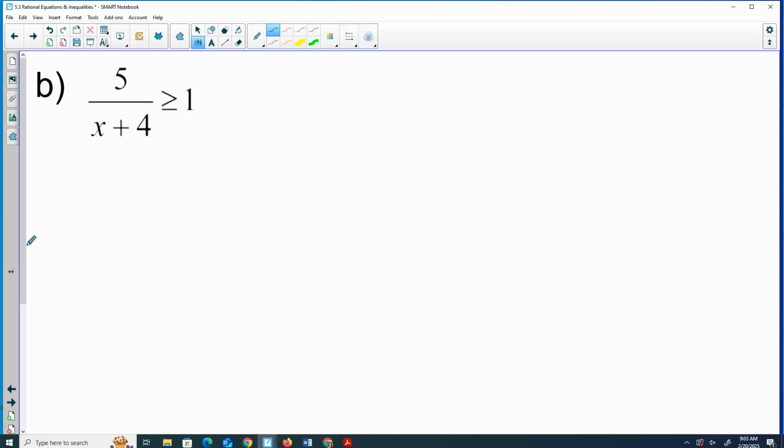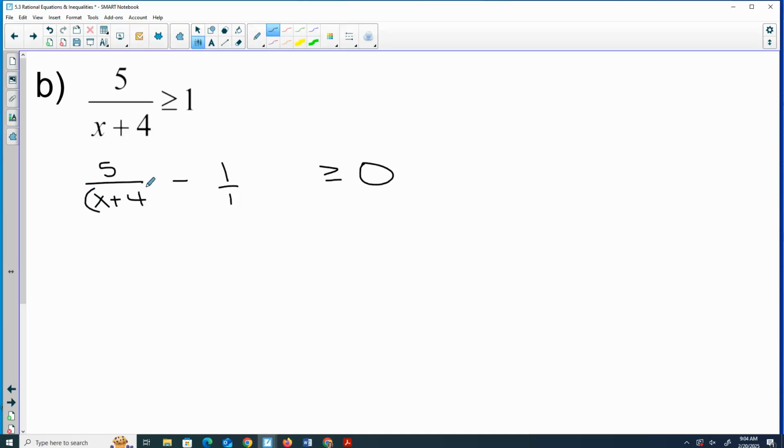All right. So with these, our goal is one fraction on one side and 0 on the other. What's wrong with this? I have a fraction over here, but do I have 0 on this side? No. So I have to get it in the correct format before I can make my sign line. So if I subtract my 1 over. Okay, now it's 0, but I don't have a single fraction here. So we have to get a common denominator. 1 is like 1 over 1.